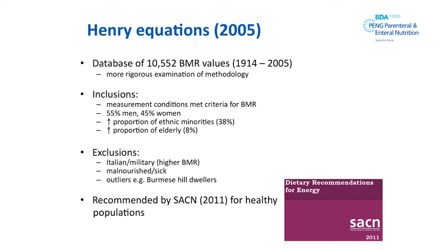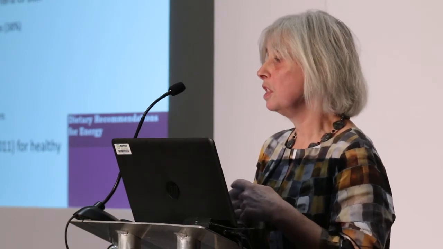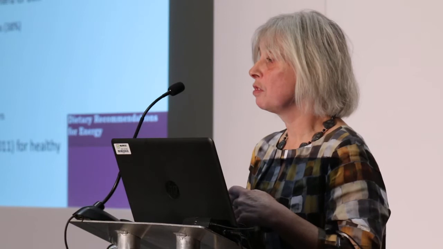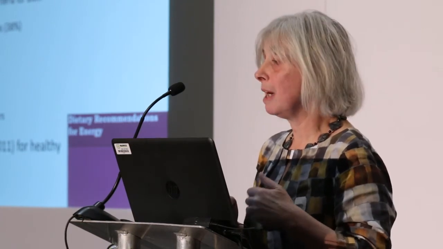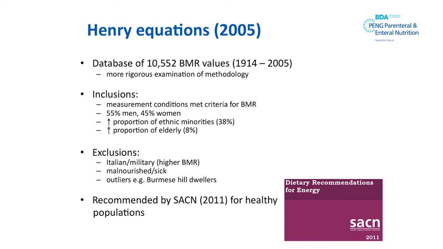But it's still only 8% of that population who were older people over the age of 65. He excluded some of the Italian data because it was giving unusually high energy expenditures, as it included a lot of very fit young men, mostly in the military, but also doing very hard labor jobs like coal mining. He also excluded measurements done in malnourished or sick individuals and outliers like Burmese hill dwellers. As a result of this review, the equations were generated, and in 2011 the Scientific Advisory Committee on Nutrition recommended the use of the Henry equations for healthy populations.